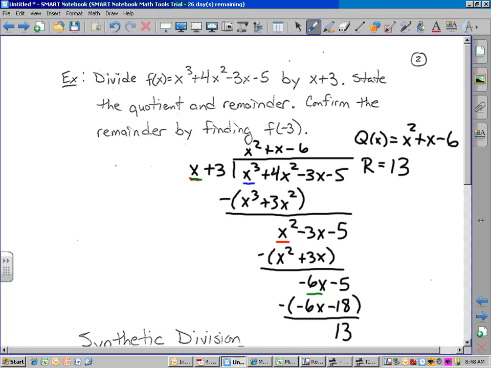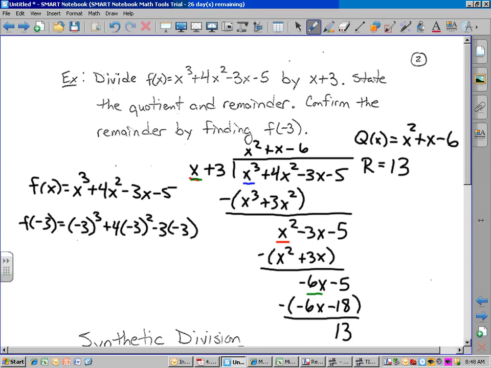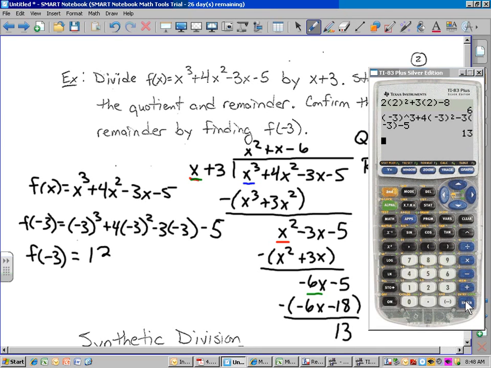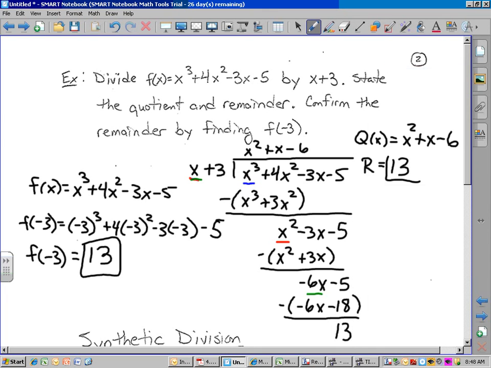We need to confirm the remainder by finding f of negative 3. If f of x is x cubed plus 4x squared minus 3x minus 5, then f of negative 3 would be negative 3 cubed plus 4 times negative 3 squared minus 3 times negative 3 minus 5. We get 13. So we have confirmed that the remainder is the same if we use the remainder theorem just by finding f of negative 3.